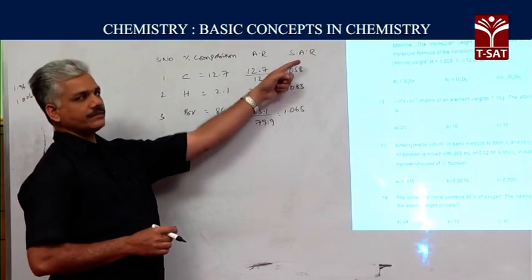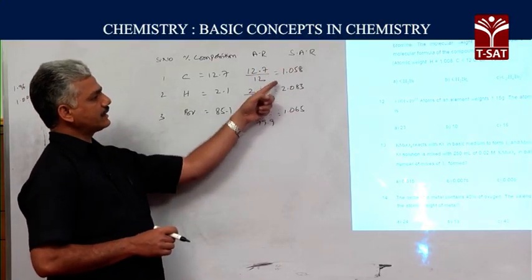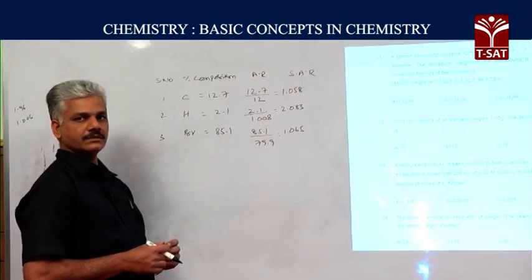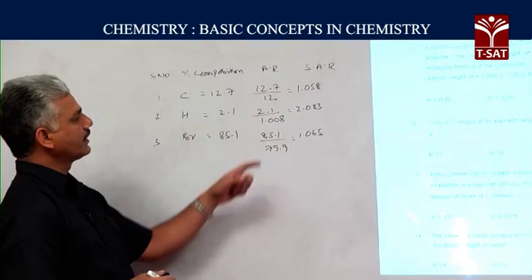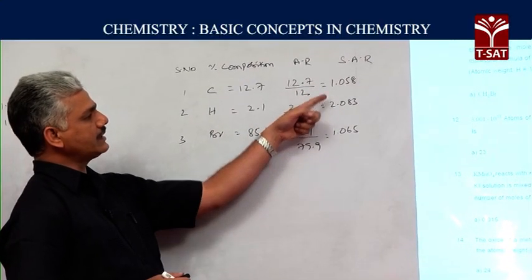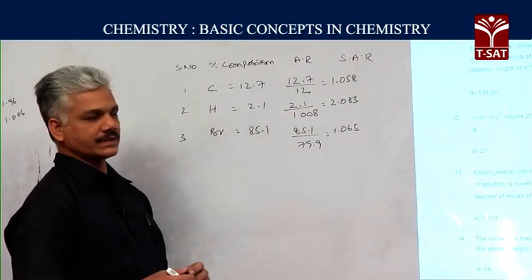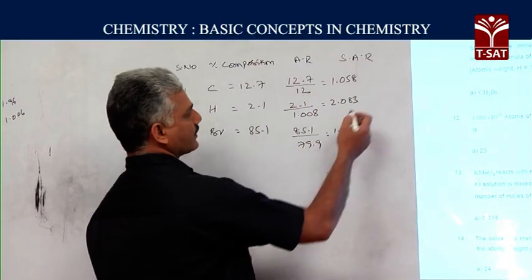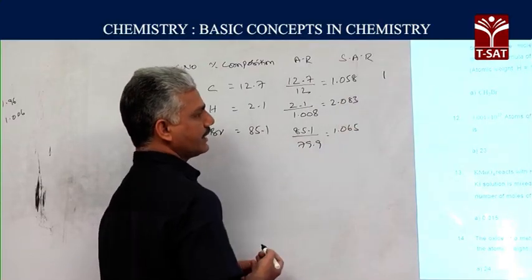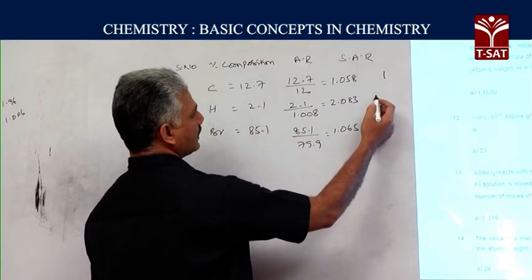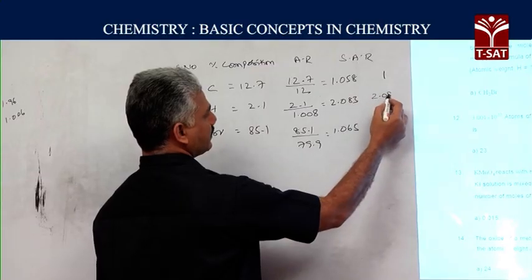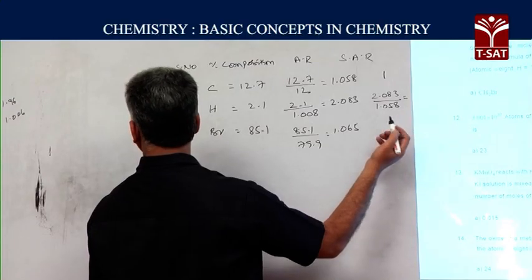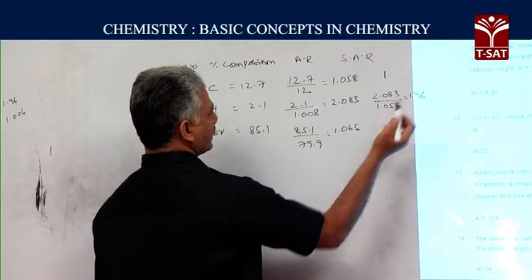To calculate the simplified atomic ratio, we have to select the least value in the atomic ratios, and with that we have to divide all other values. So, in the atomic ratios, the least value is 1.058. With that, we have to divide the remaining two values. So, carbon's simplified atomic ratio comes out to 1, that of hydrogen 2.083 by 1.058, that comes out to 1.96.